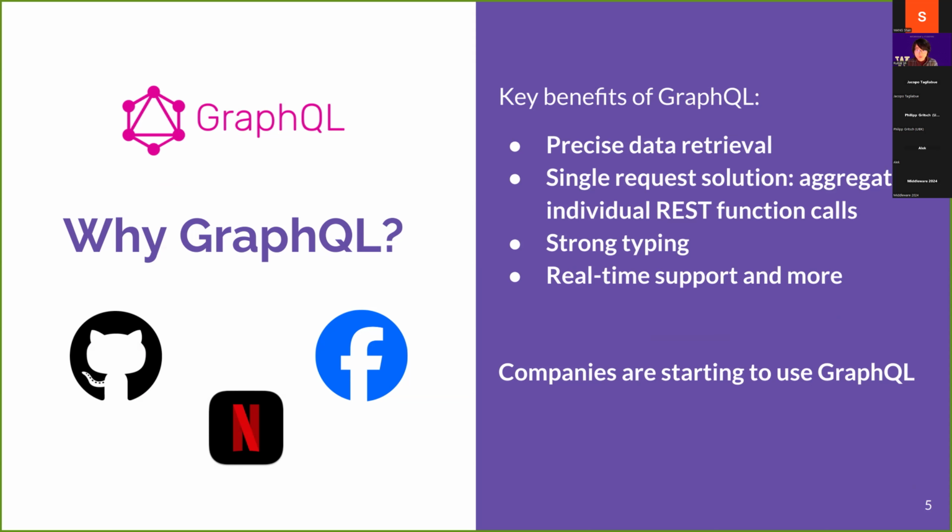Also, at the same time, GraphQL is gaining attention in recent years. It has become more popular in the industry, and companies like GitHub and Netflix are starting to use GraphQL as an alternative to REST APIs.